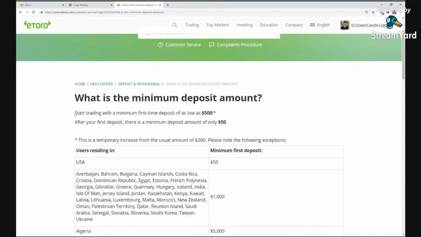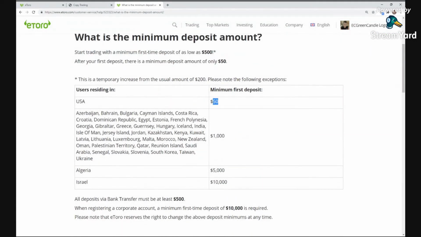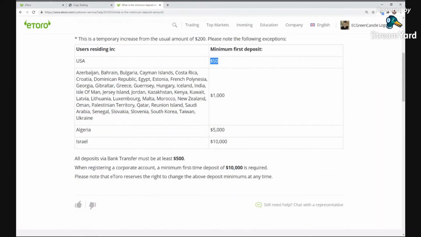If you're watching this video, the normal minimum first time deposit is $200 in most countries, but at the moment it's temporarily increased from 200 to 500, but it should be 200 when you're watching this video. Okay, after your first deposit, the minimum deposit is only $50. If you're in the US, the minimum first time deposit is $50. And in Algeria, it's 5,000, Israel's 10,000, and all bank transfers must be at least $500. If you're setting up a company account, it's $10,000.